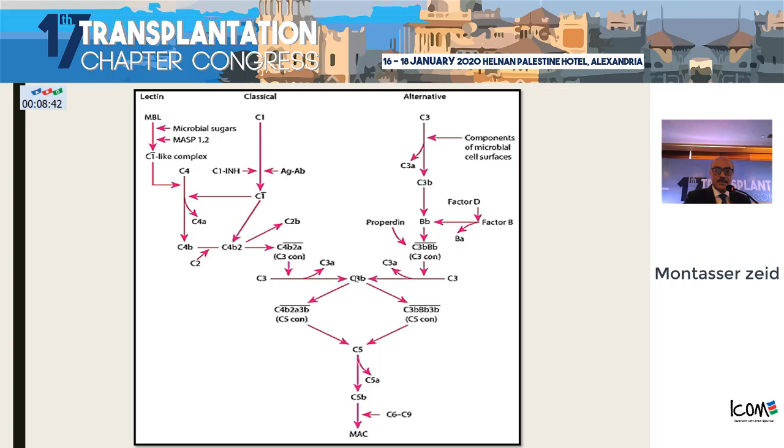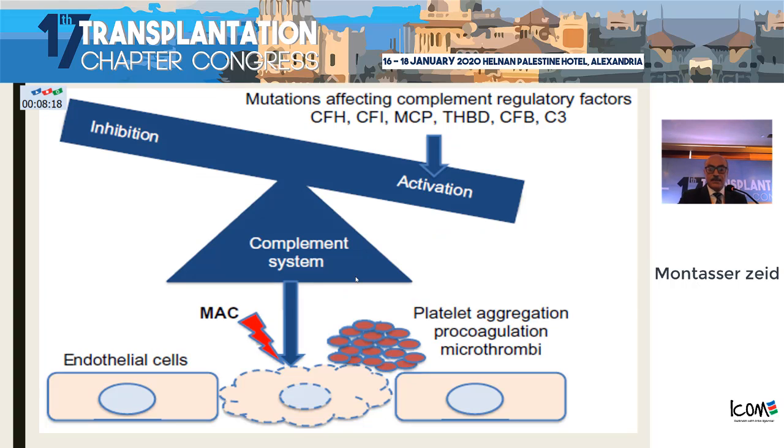And this complement 3 convertase will be auto-regulated and results in C3bBb3b, which is a complement factor 5 convertase, which acts on complement factor 5, resulting in complement factor 5b, and its interaction with complement 6 to 9 results in the membrane attack complex, which acts on endothelial cells, resulting in lysis of the cell and platelet aggregation and the formation of microthrombi.